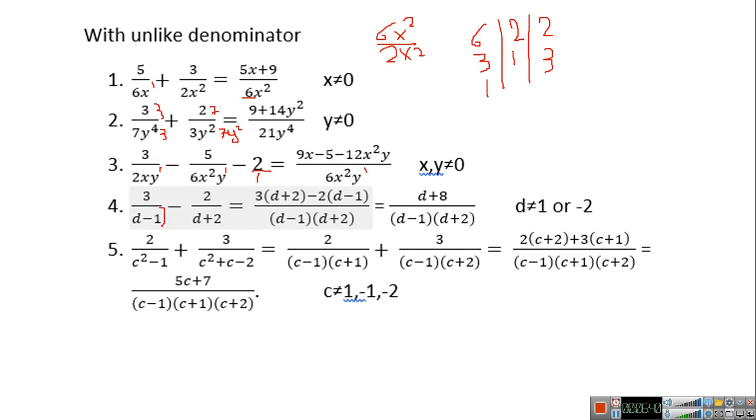Here I have d minus 1. A parenthesis is considered to be one unit. You cannot split a parenthesis. So the least common multiple will be the product of these two. If I compare this one with this product, I have more d plus 2. I multiply it here, as you can see, minus 2. If I compare this one with that one, I have more d minus 1. I multiply it here. So 3d plus 4 minus 2d plus 2. 3d minus 2d is d. 6 plus 2 is 8. So the condition: d cannot be 1 here and d cannot be minus 2.